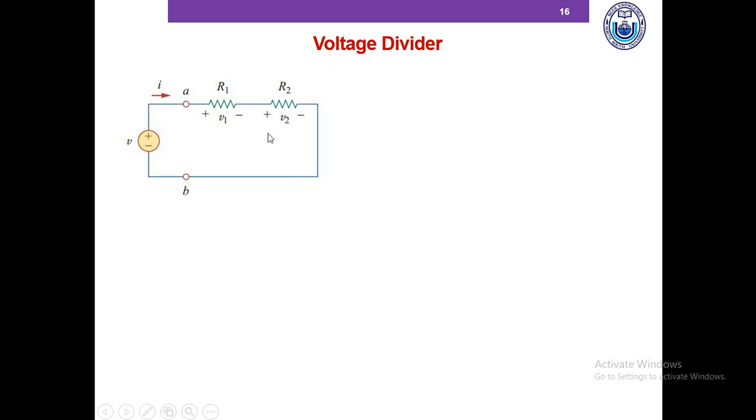So if you take KVL in this loop and solve it, you get I equals to V by R1 plus R2, and then you apply Ohm's law to obtain V1 and V2. So V1 is R1 by R1 plus R2 times V, and V2 is R2 by R1 plus R2 times V. So if two resistors are in series, the voltage across each of them, V1 and V2, depends on its own resistor divided by the sum of both resistors, times the voltage of the terminal.